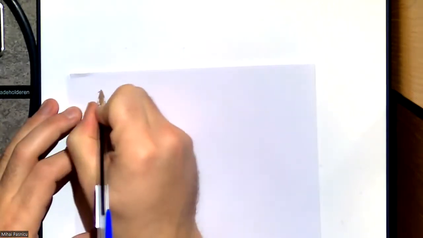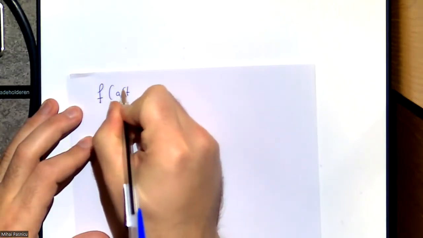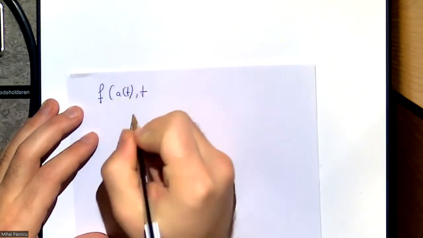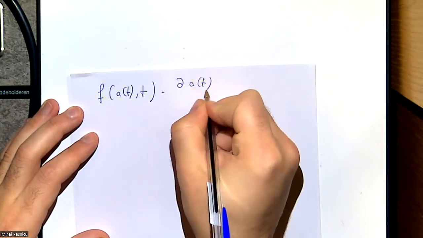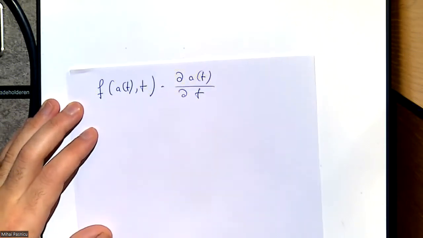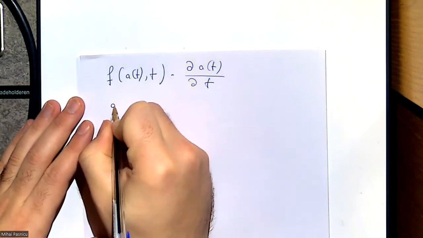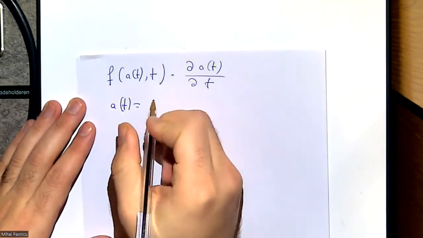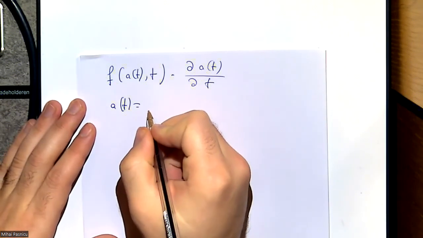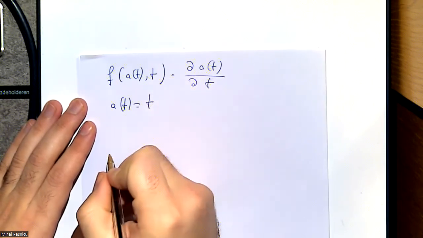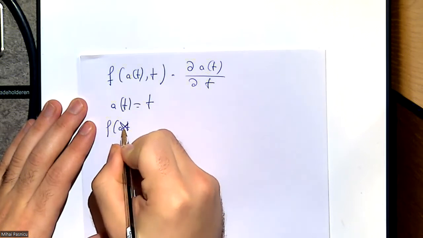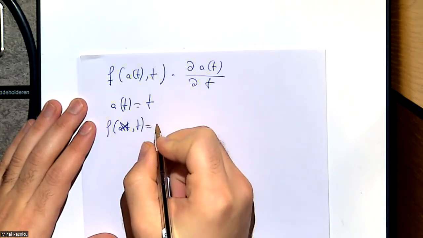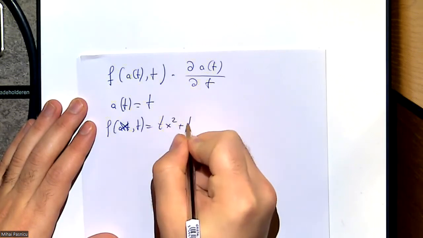Second term. What is my second term? My second term is f of a of t times the derivative of a of t. Okay. Again, remember a of t is just t. Well, I think I put it. Yeah, a of t is just t, and then f of x, t is just, I think I put it, tx squared plus t.